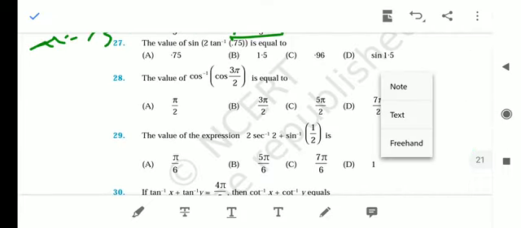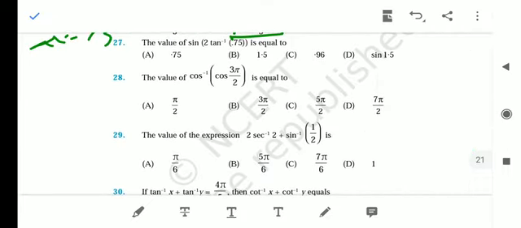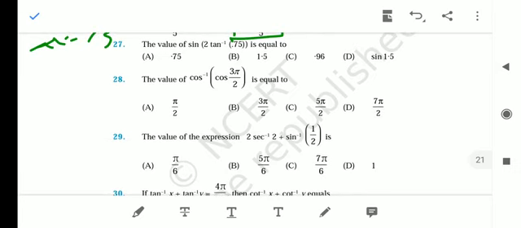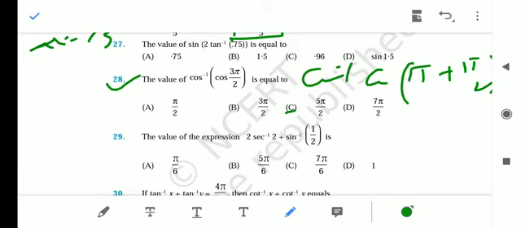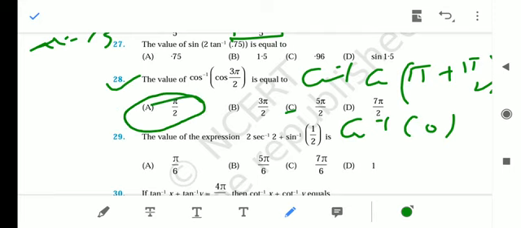Look at question number 28. Cos inverse cos 3 pi by 2. So 3 pi by 2 can be written as pi plus pi by 2, and cos of pi plus pi by 2 is known as minus cos pi by 2, or minus sin pi by 2, which is 0. So we can say cos inverse 0, and cos inverse 0 is how much? We know that cos pi by 2 is 0, so cos inverse 0 is nothing but pi by 2. So what is the answer of question number 28? It is pi by 2.